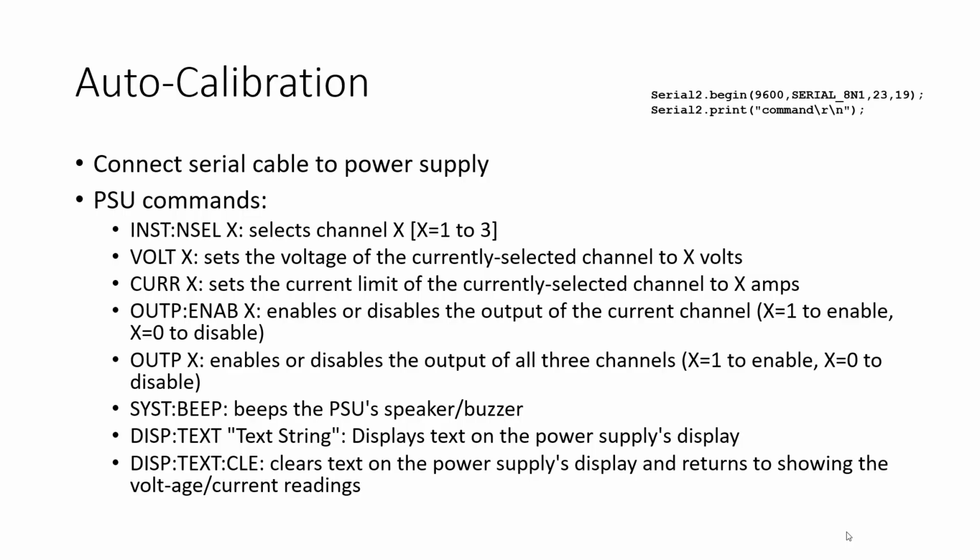But that's good because that makes it fairly easy to code. You don't have to worry about encoding instruction words or anything like that in binary. Oh, by the way, to set it up, you just say Serial2.begin(9600, SERIAL_8N1): 8 data bits, no parity, 1 stop bit.